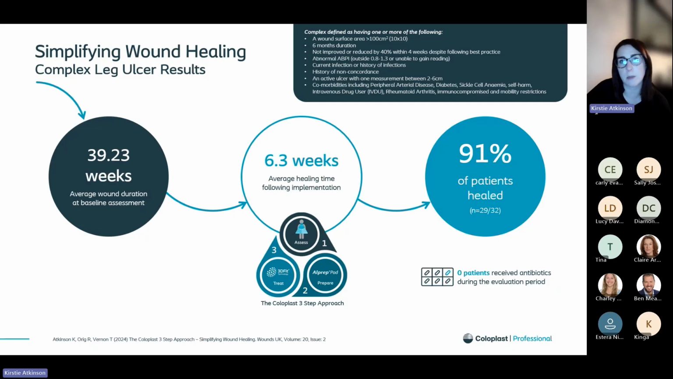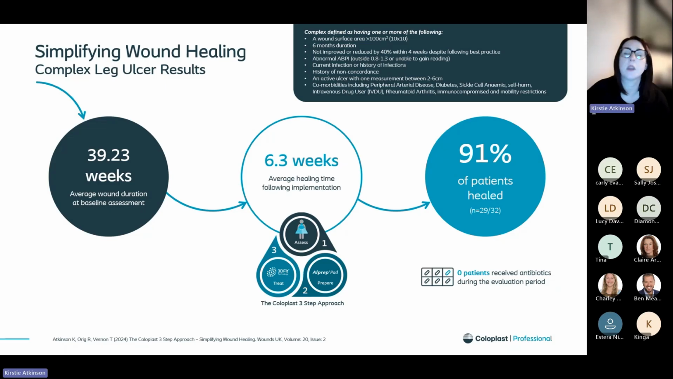They had an abnormal ABPI, which was outside the range, or they couldn't get a reading. They had a current infection at the time of assessment, or they'd had a history of multiple infections, a history of non-concordance. There was an active ulcer with one measurement between 2 and 6 centimetres. And I know that there's 2 measurements on there, but based on the RAG rate, we had to include it because it came up the same number of times it had been referenced in documents.